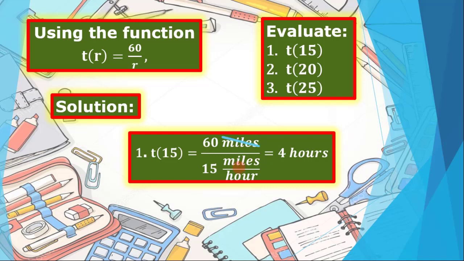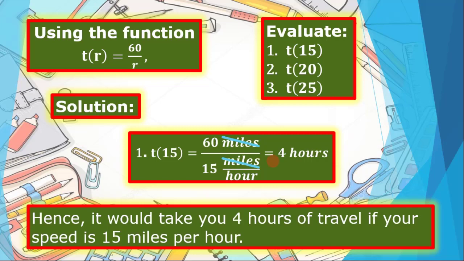So this becomes, the miles will cancel out. Then we have 60 divided by 15 equals 4 hours. Hence, it would take you 4 hours of travel if your speed is 15 miles per hour.